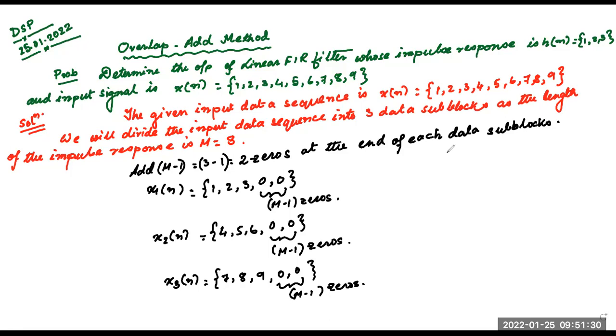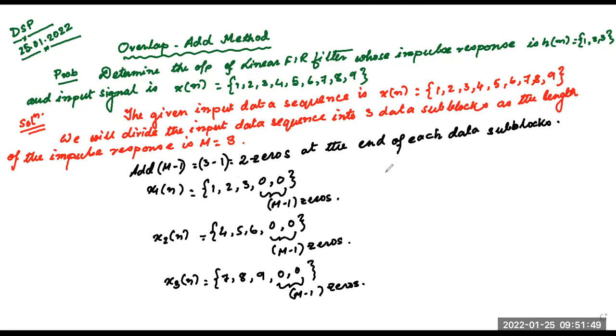Okay, so next, in order to perform circular convolution, the length of the impulse response must be equal to the length of the data subblock. Therefore, how much length is there for the impulse response? The length is 3. So if it must be equal to the new input data subblock, then 2 zeros will be added at the end.